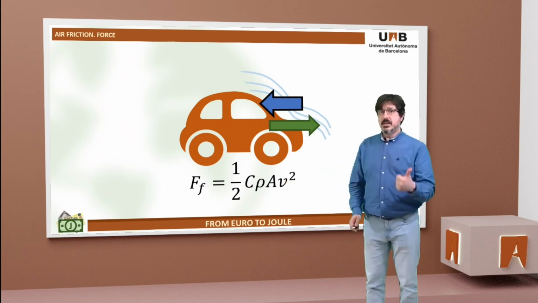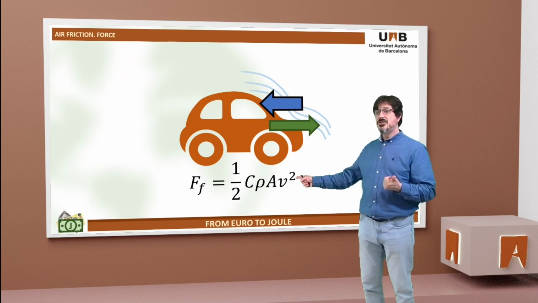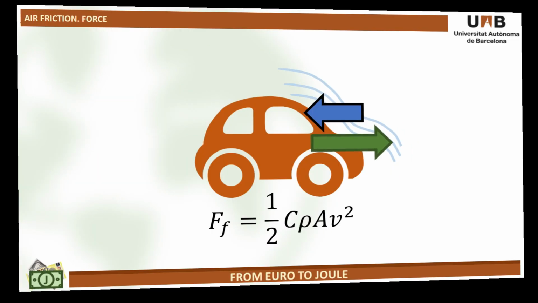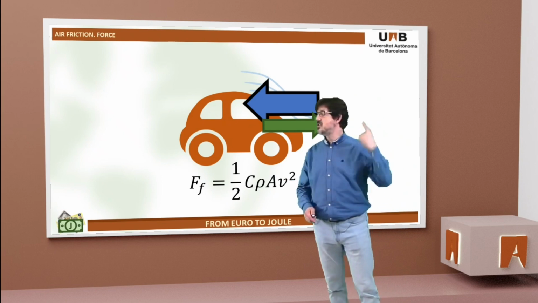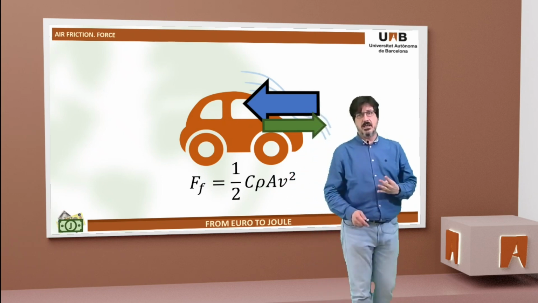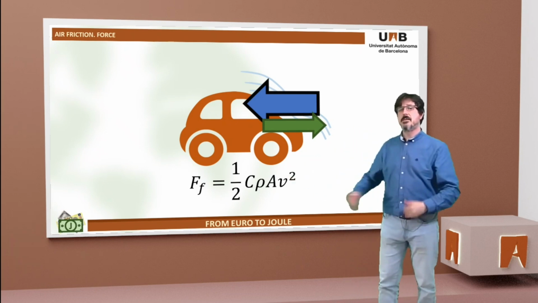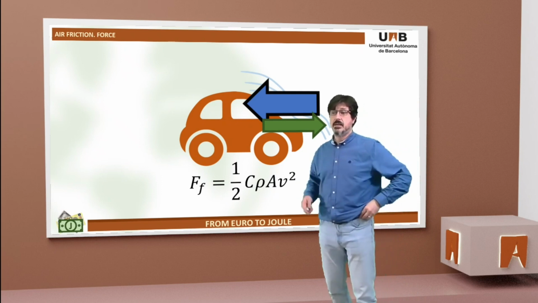The first thing that we have to consider is that it depends on the square of the velocity. So this means that if we double the velocity, we multiply the force by 4. Doubling the speed is not doubling the force, it's multiplying the force by 4. And this is the first thing that physics tells us about going at a constant speed on a road.